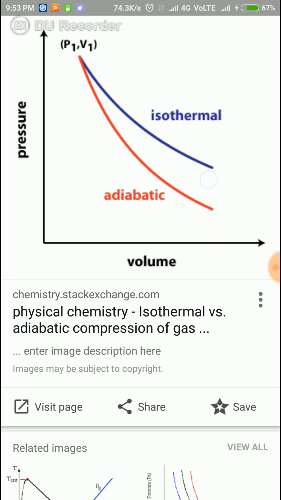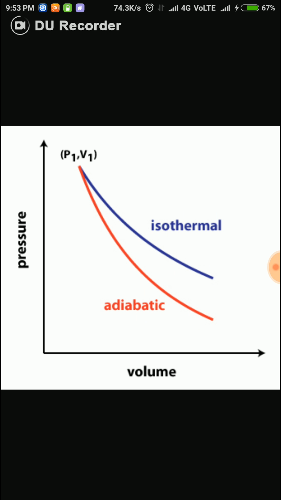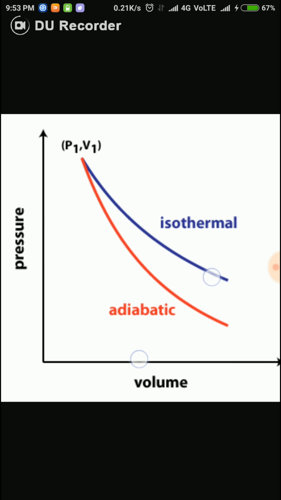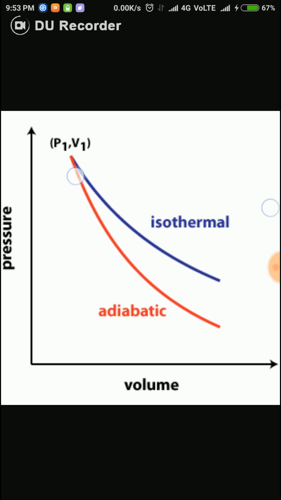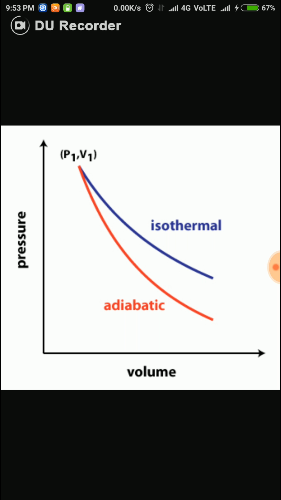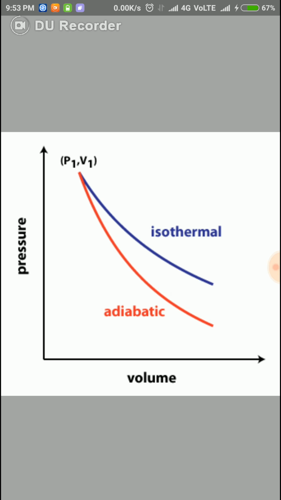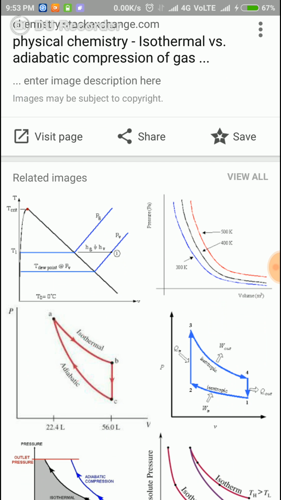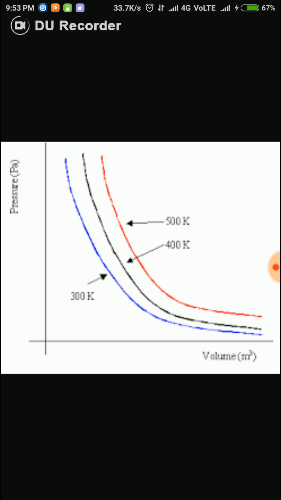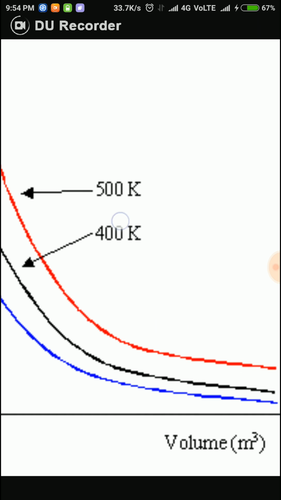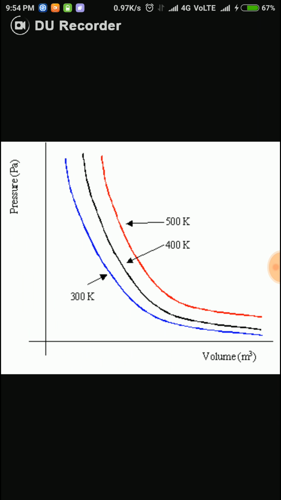Here it is, you saw it. This line is called isothermal, and this line is the adiabatic line. This is the pressure, this is the volume, and this is P1 and V1. You can go through so many images. This is the difference. This is the adiabatic line, and here this is the isothermal line.